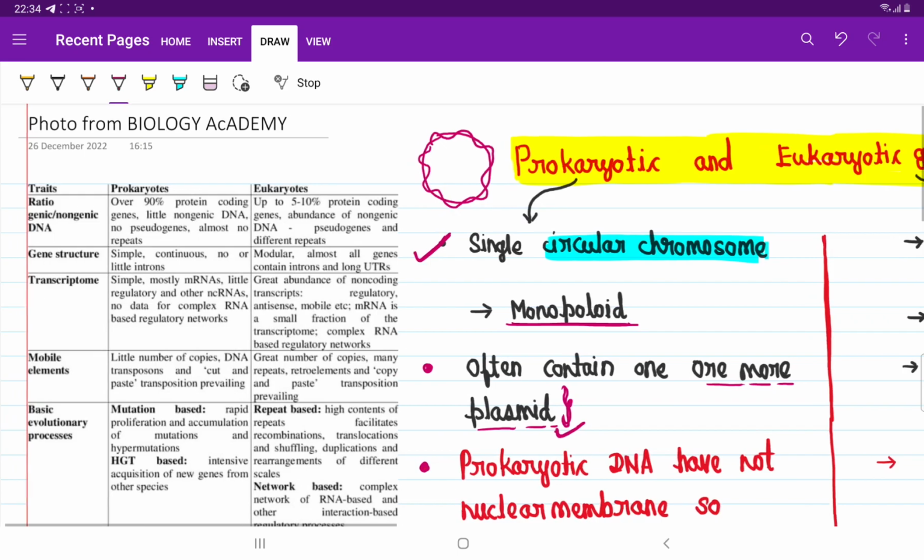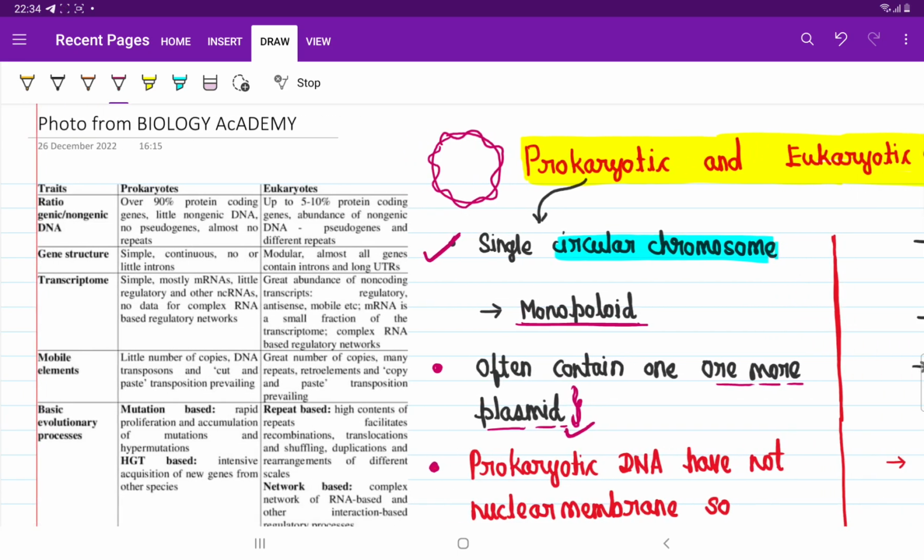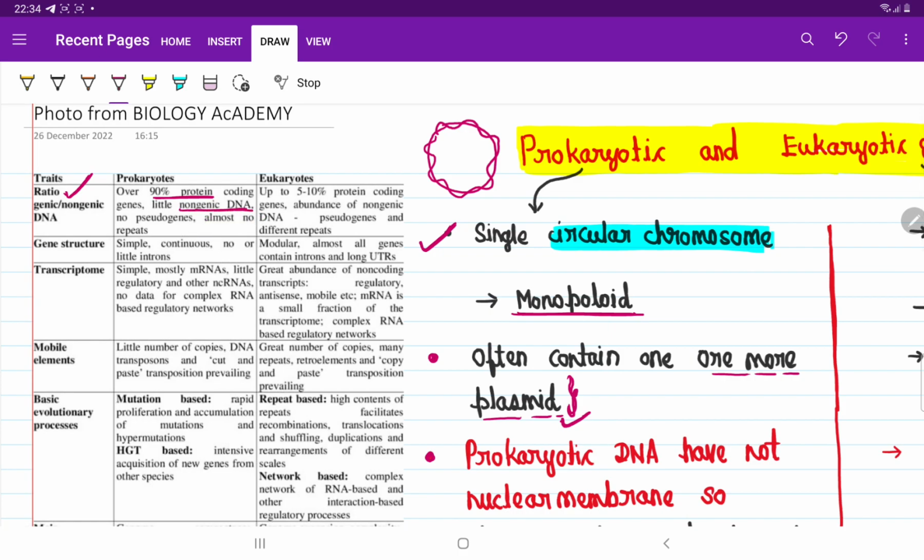Okay, let's compare more actually. You will see the ratio of the coding and non-coding region. So 90% protein coding genes are present in prokaryotes, right? Only very little non-coding DNA is present, but in eukaryotes you'll see only 5 to 10% are protein coding regions. The remaining is all non-coding actually. They have a lot of pseudogenes and different types of repeated sequences. They are important actually. They protect the coding sequences, right?